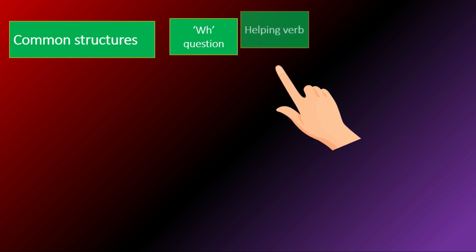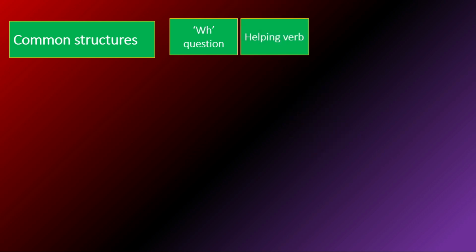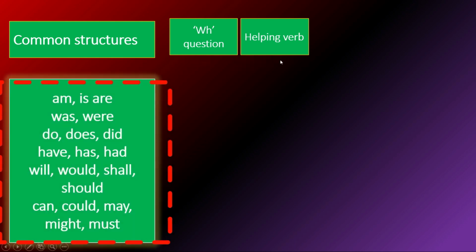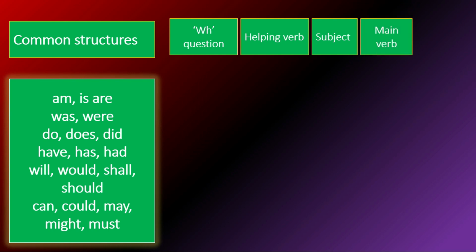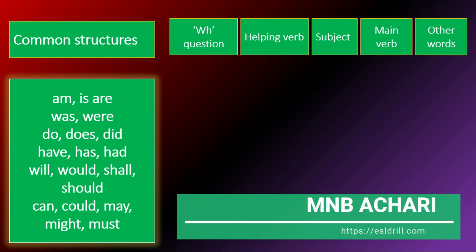Before we proceed further, we have to understand the common structures used in making questions. I have a few of them listed here with examples. Now, the first structure I am going to deal with is WH question and then helping verb. Now, you might wonder what helping verbs are. Again, you have the list here. I have listed all the commonly used helping verbs. So you have to use one of these helping verbs and then you have to use the subject and the main verb. Of course, if you have any other words, you can write them there at the end. And you have to put a question mark.